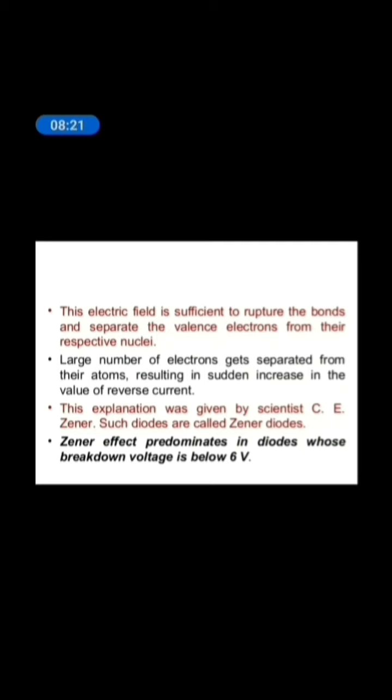Under this high electric field, the valence bonds break and valence electrons become free from their atoms, and this will result in sudden increase in the value of the reverse current. This explanation was given by scientist C.E. Zener. Such diodes are called Zener diode, and Zener effect predominates in diodes whose breakdown voltage is below 6 volt.